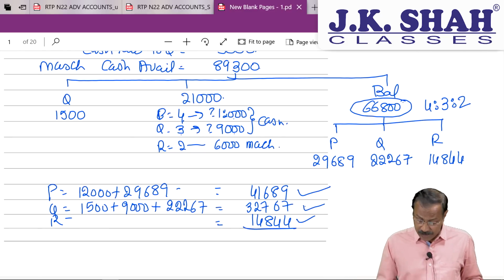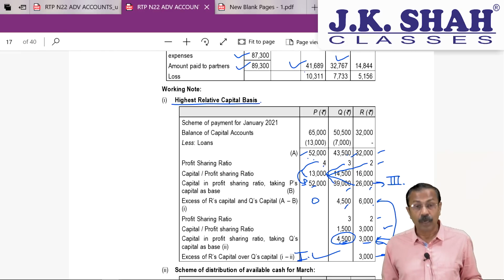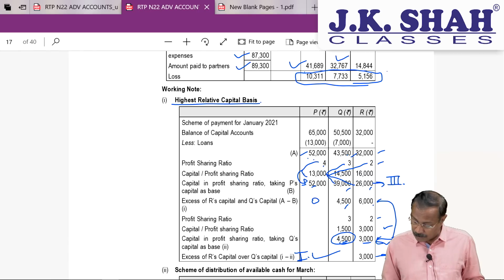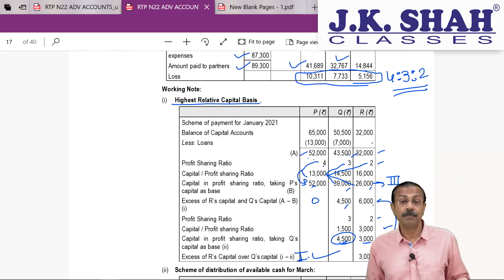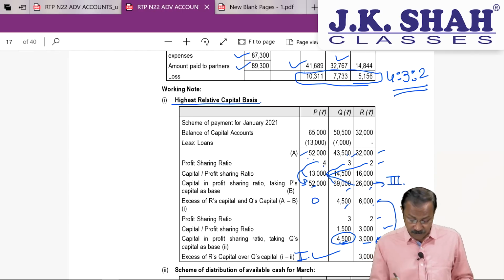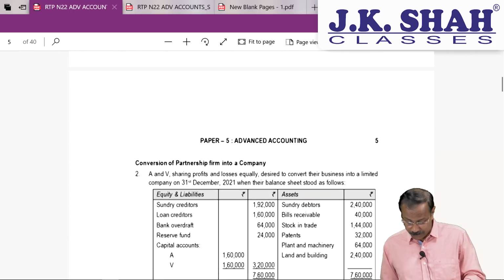We paid this much cash to the partners and their account is settled. They have not received the total amount. This is the loss which they will bear. And if you check this particular loss, it will be exactly in their PSR of 4:3:2. This is how you distribute cash under piecemeal distribution of cash, dissolution of a firm. That was your first question.